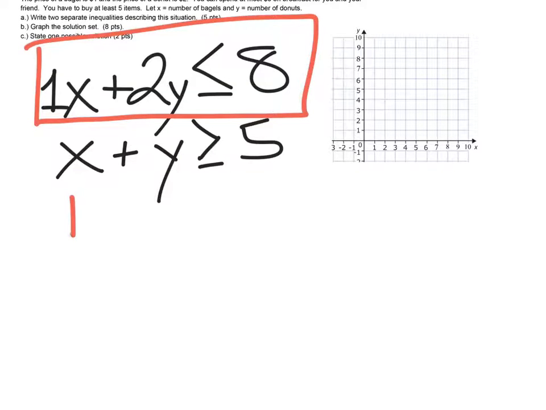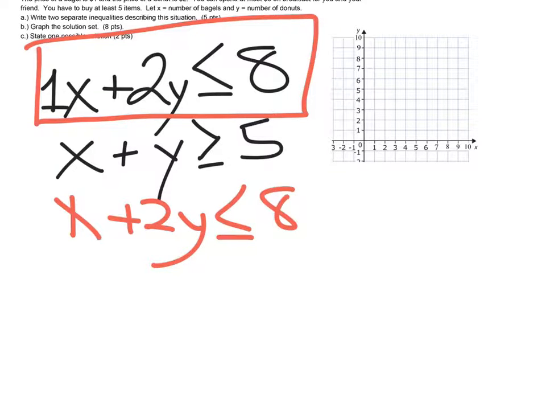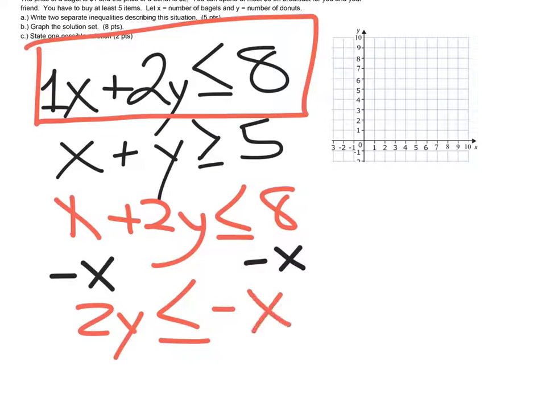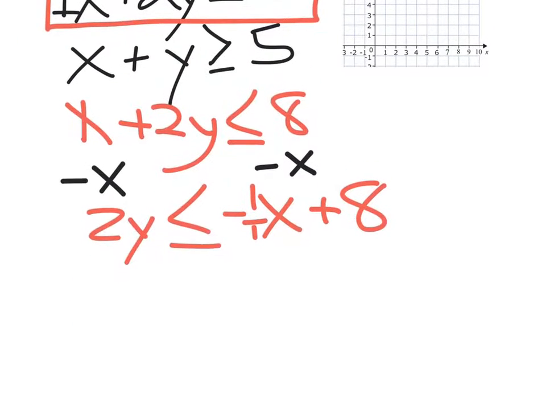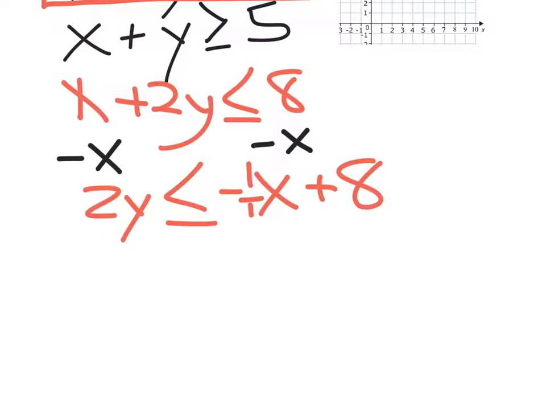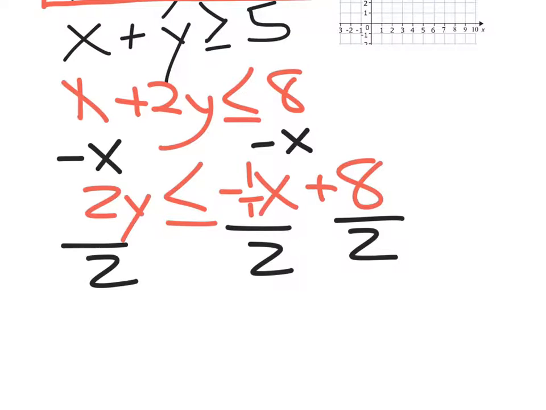So I'm going to rewrite this: x plus 2y is less than or equal to 8. And what I'm going to do is subtract x from one side. If we subtract it from one side, we've got to subtract it from the other. So now we've got 2y is less than or equal to negative x, or negative 1 over 1x, right? That's the slope, plus 8. We're not done, because we need to isolate y, and to do that we need to divide 2y by 2, as we do the other terms in this inequality.